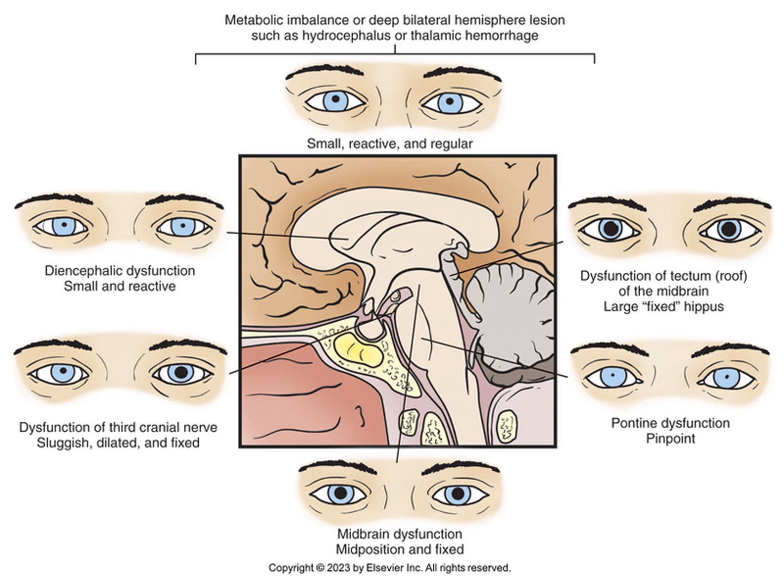Next, we have midbrain dysfunction, where both pupils become mid-position and fixed. This is a severe finding, indicating damage at the level of the midbrain, where crucial centers for eye reflexes are located. Pontine dysfunction produces pinpoint pupils, so small they appear almost closed. This occurs because of disrupted sympathetic control, leaving parasympathetic input unopposed.